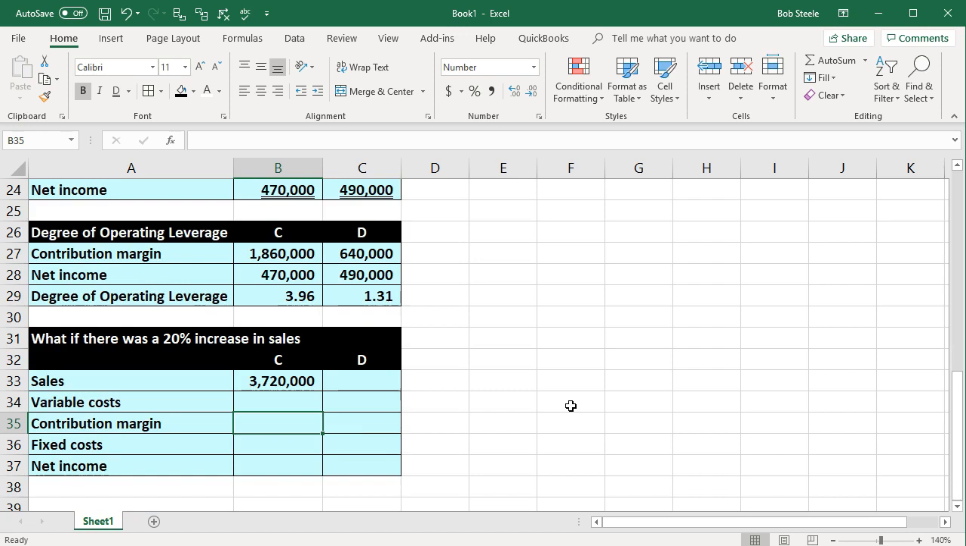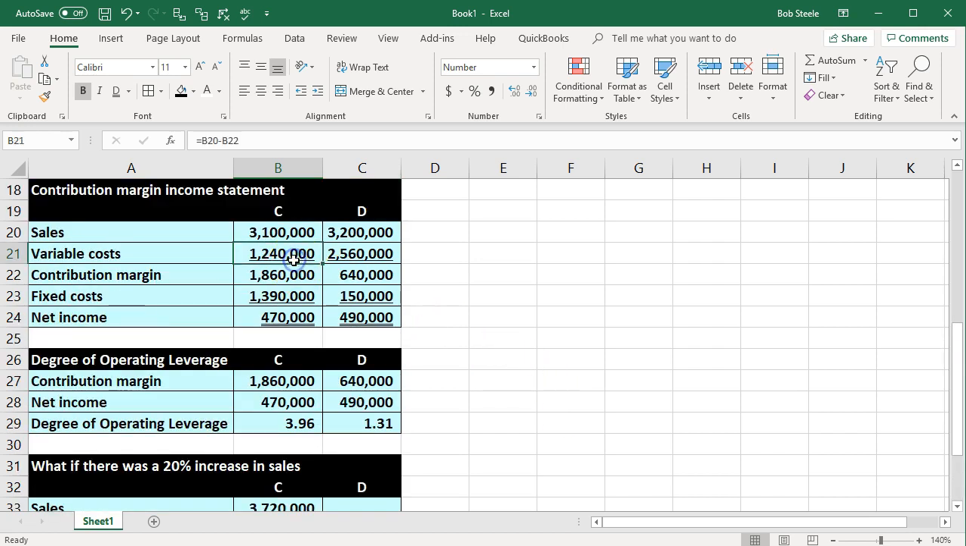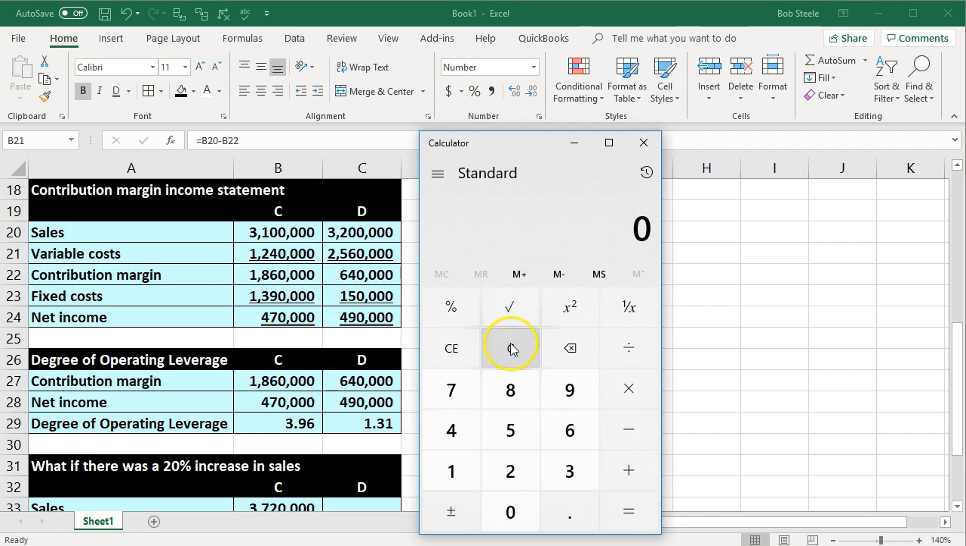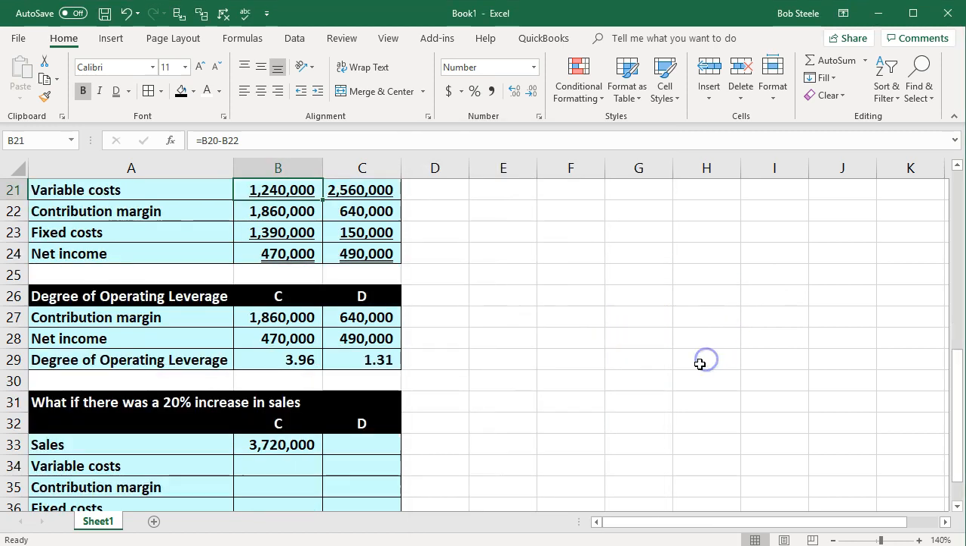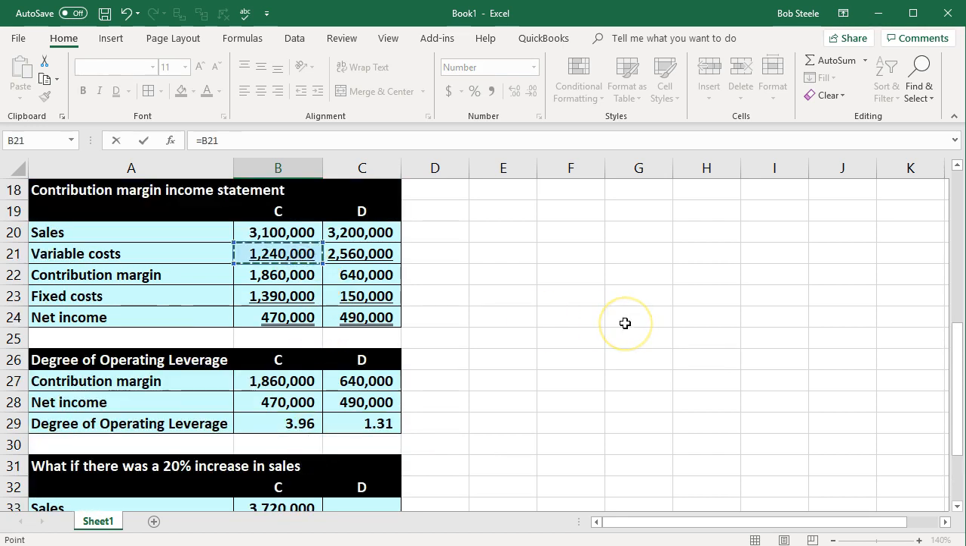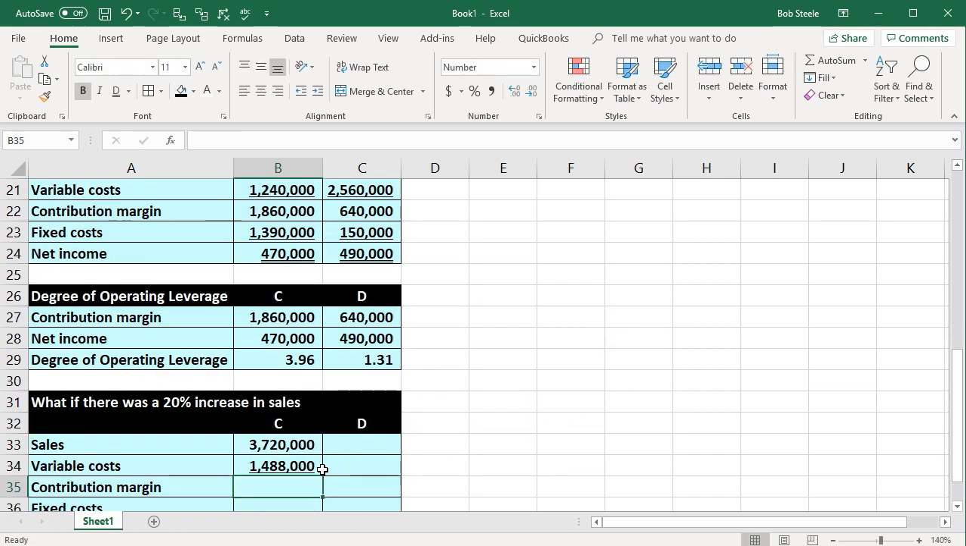And then the variable costs act in the same way. We would expect if there's a 20% increase in sales, there to be a 20% increase in variable costs, because the relationship between the two should remain the same. That's the point of us breaking out variable and fixed costs. So 1,240,000 times 1.2 is going to be 1,488,000. This equals the variable costs times 1.2. And there we have that.